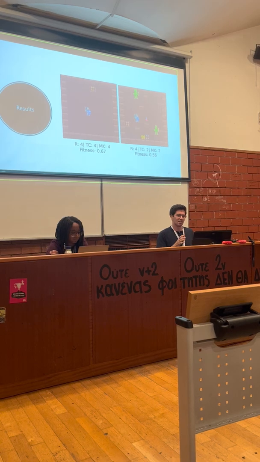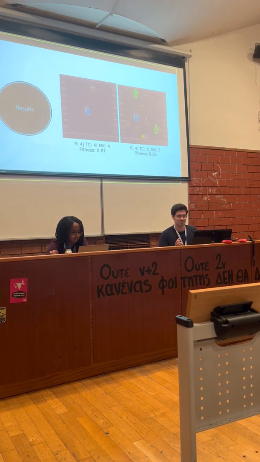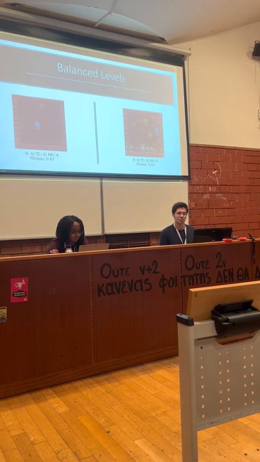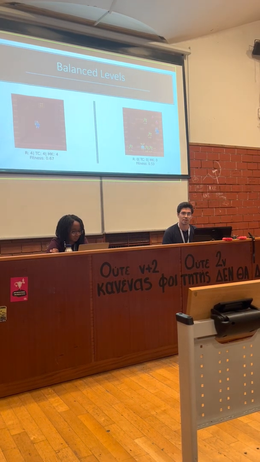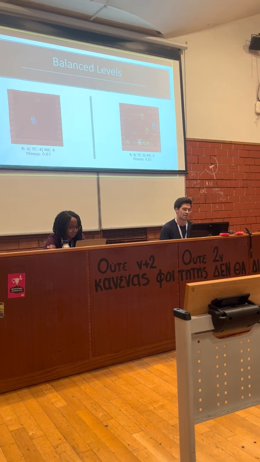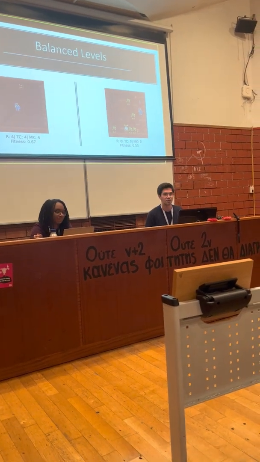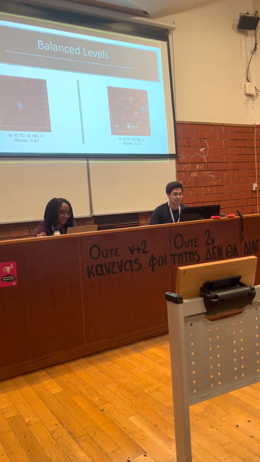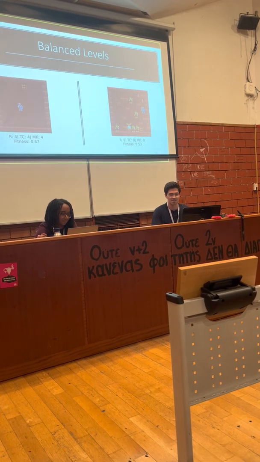We're going to be looking at balanced levels and unbalanced levels for our results. Balanced levels are where all 3 personas end the level with a similar amount of health. On the left, we have a level with the runner, the treasure collector, and the monster killer, which we shortened to R, T, and K. They just have to do the same thing. There's really nothing else to do on that level.